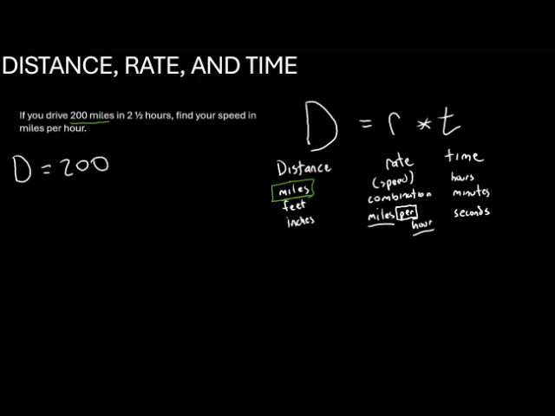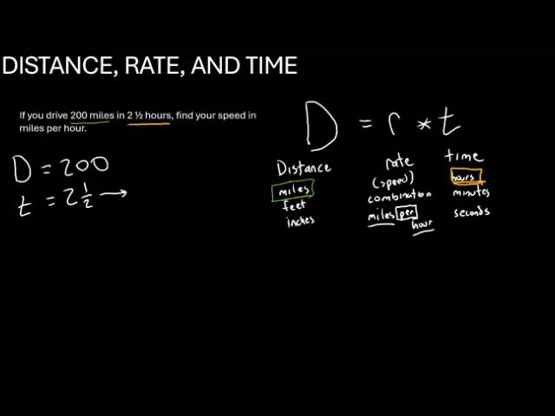We are also given 2.5 hours. Hours is a type of time. We'll label that with a T now. Now there is a problem with this 2.5 hours because we have a mixed number here, and it would help if we changed that to a decimal.